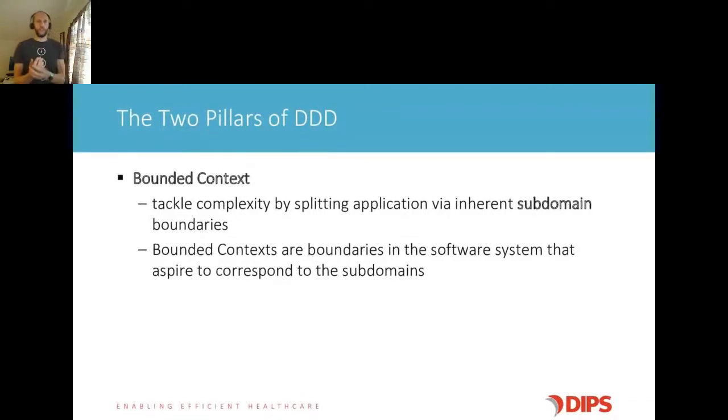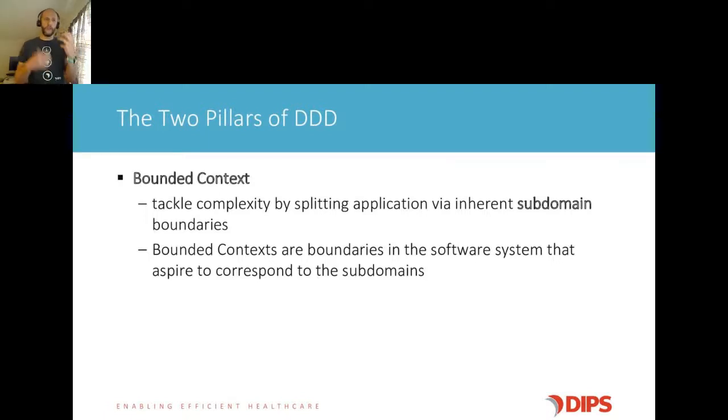I'm not a language expert, but as far as I can understand, language is very contextual. So the language we call ubiquitous language in domain-driven design exists within a context. The bounded context tackles complexity by splitting the application along subdomain boundaries. For any domain of certain complexity, there will exist a multitude of inherent subdomains. So try to find those inherent seams in the domain and model your application along those lines.